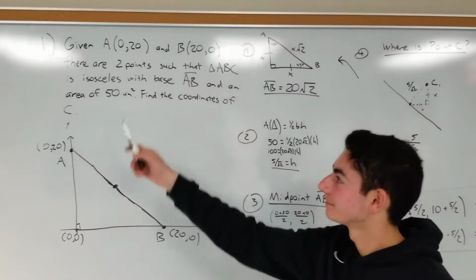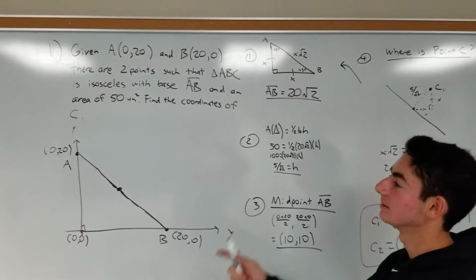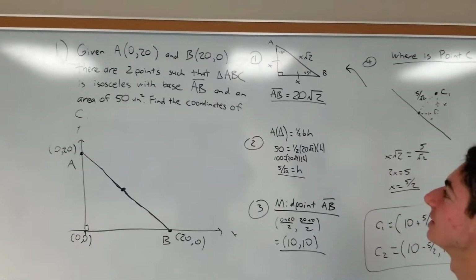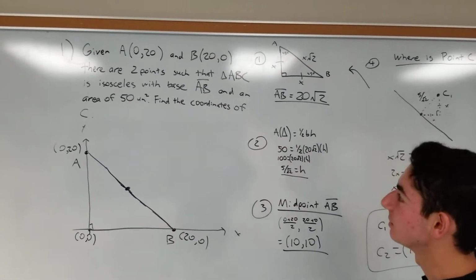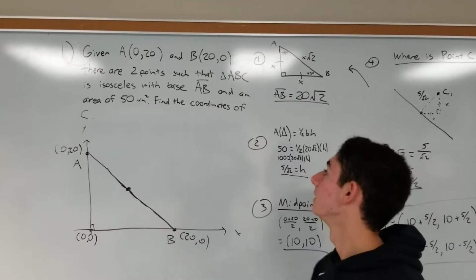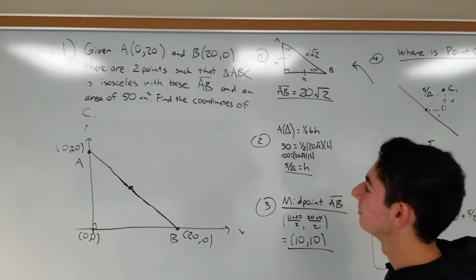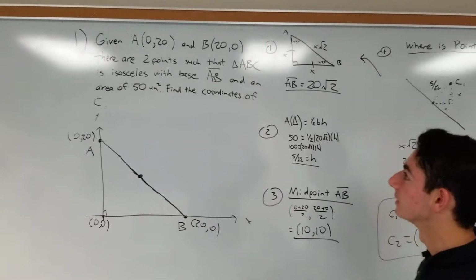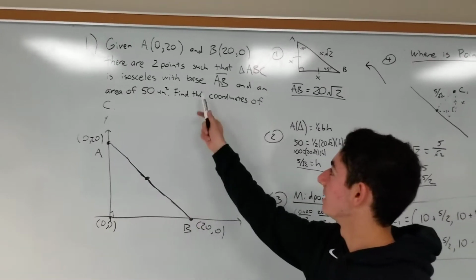Item number 1. Given point A (0, 20) and point B (20, 0), there are 2 points such that triangle ABC is isosceles with base AB and has an area of 50 square units. Find the coordinates of C. My first thing to do was draw the base AB.